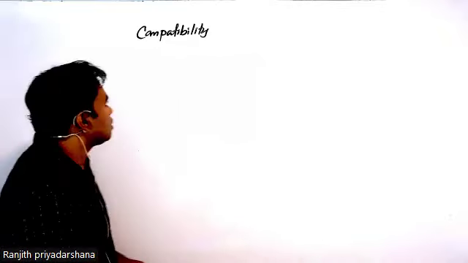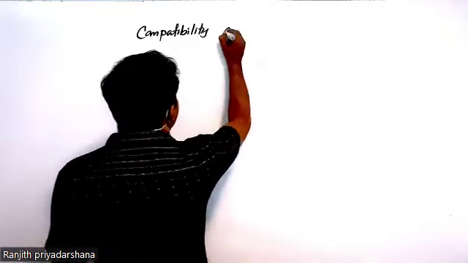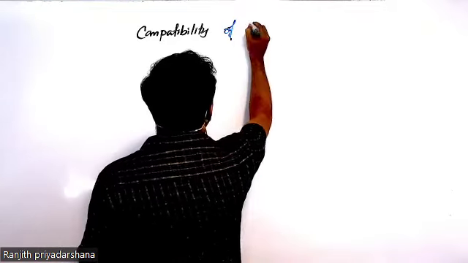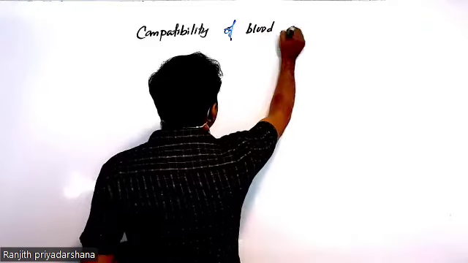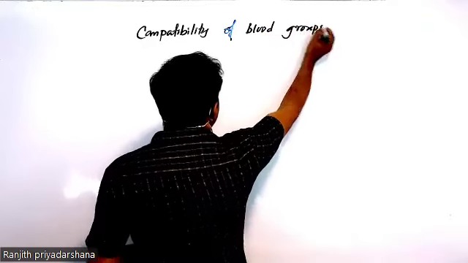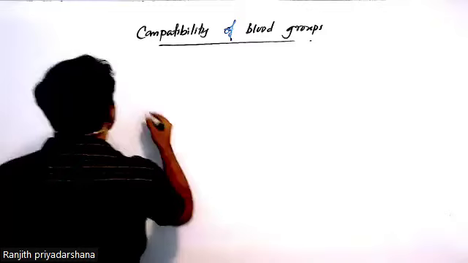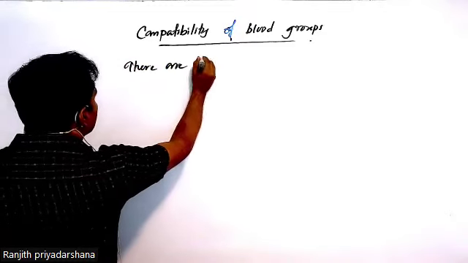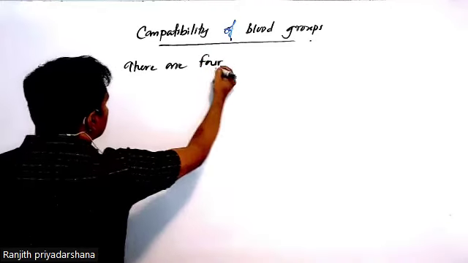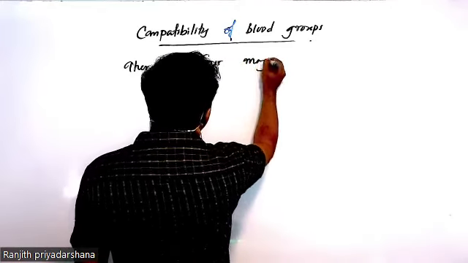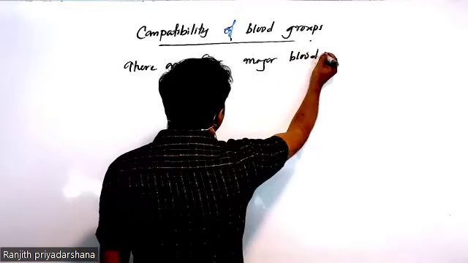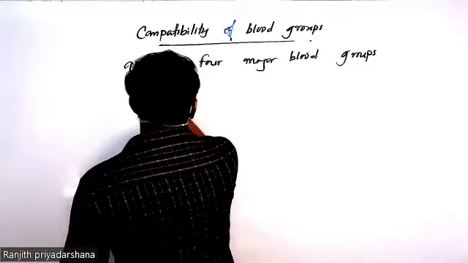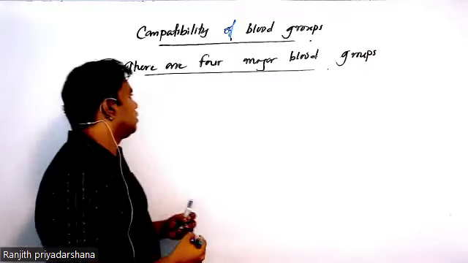Right? Compatibility of blood groups. There are 4 major blood groups.